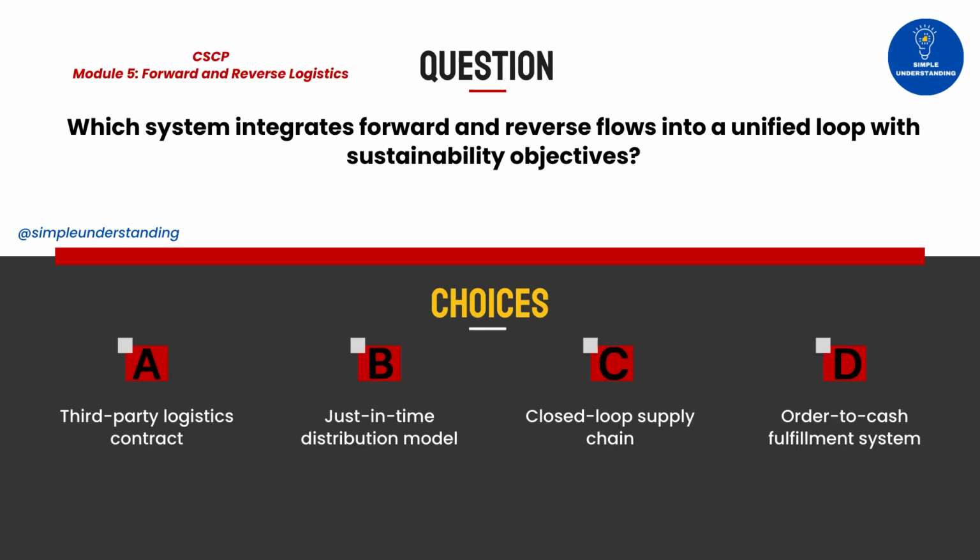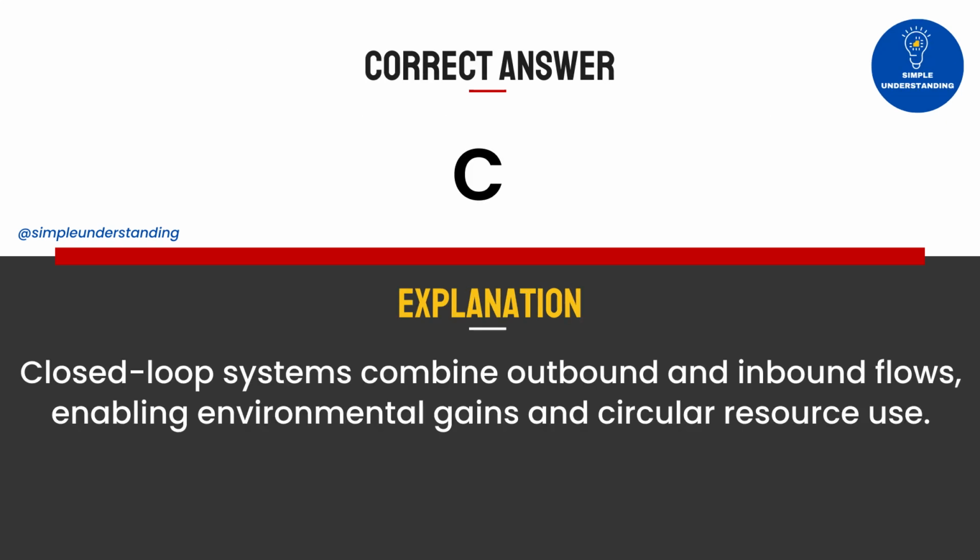13. Which system integrates forward and reverse flows into a unified loop with sustainability objectives? A. Third-party logistics contract. B. Just-in-time distribution model. C. Closed-loop supply chain. D. Order-to-cash fulfillment system. Correct answer. C. Explanation. Closed-loop systems unify forward and return paths, supporting reuse, recycling, and sustainable practices.